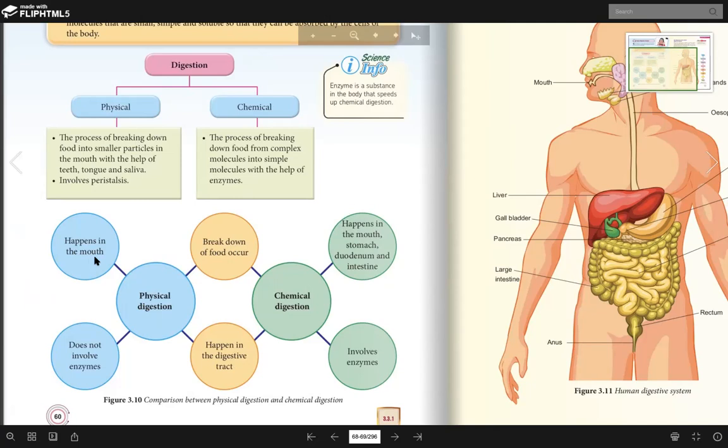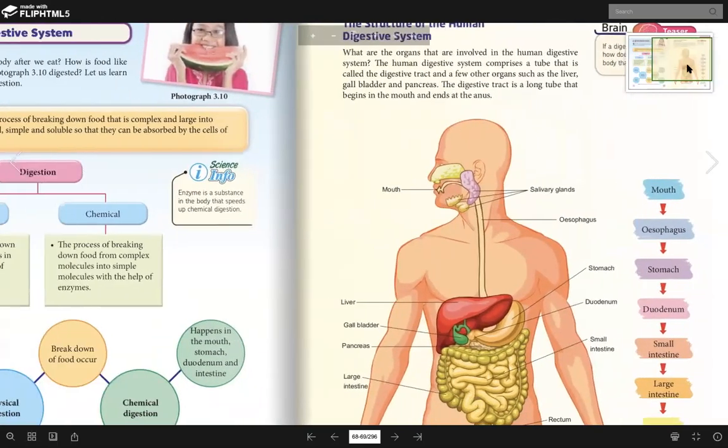Why? Because for physical digestion, we break down food into small pieces by using our teeth, tongue, and saliva, and all these things are present in our mouth. But chemical digestion happens in various places. Chemical digestion involves enzymes, but physical digestion does not involve enzymes. Okay, let's go to the next page.